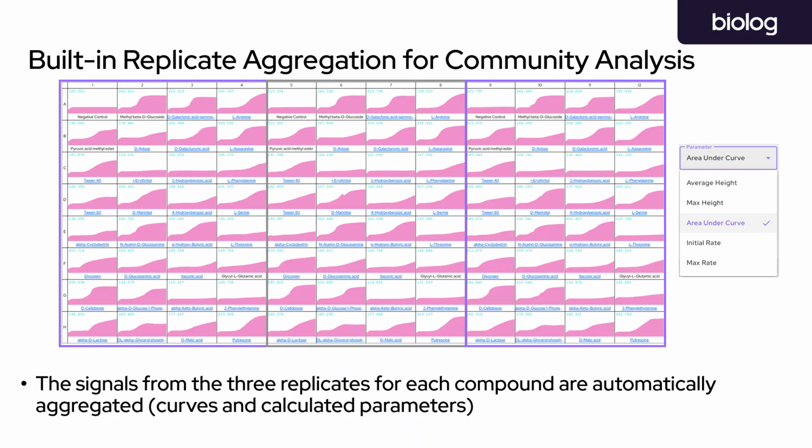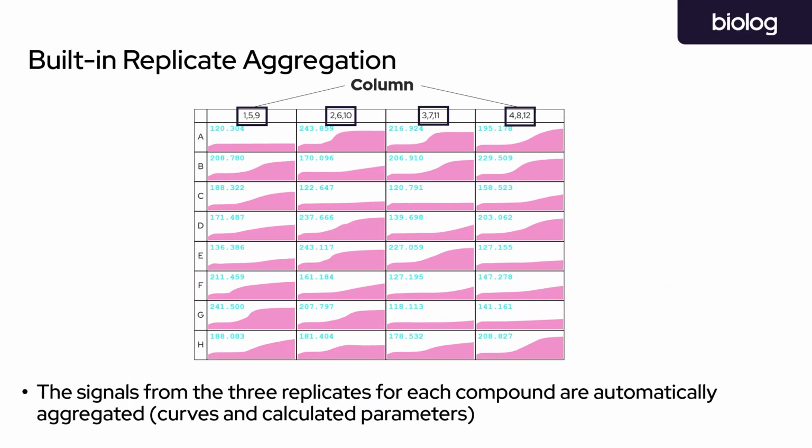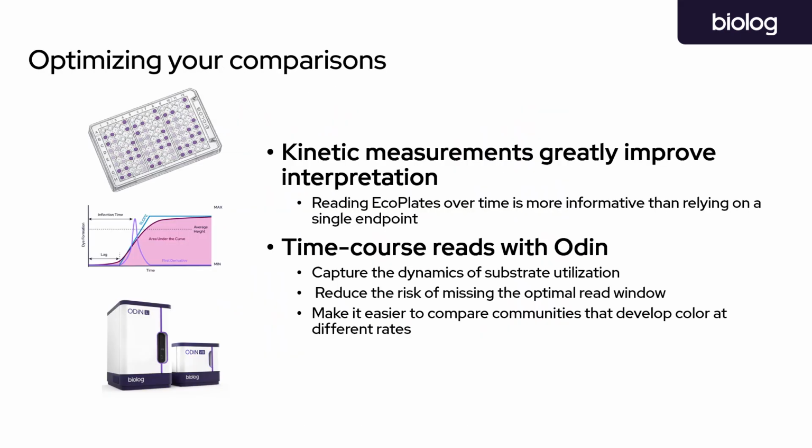And this helps reduce noise and generates a more reliable kinetic curve with its calculated parameters. As a result, you can just focus on the community level patterns rather than individual well variability, right? So this is a very nice feature of the EcoPlates. And kinetic measurements are also another important aspect when you're designing your experiment, right? So why are they important? Well, they capture dynamics of substrate utilization rather than just a single endpoint.